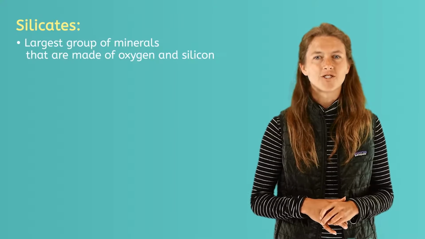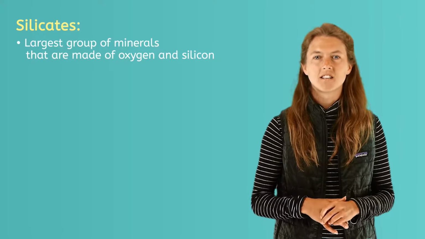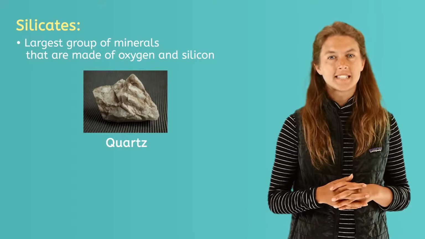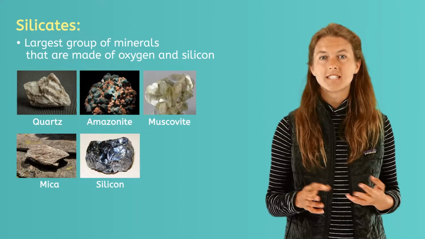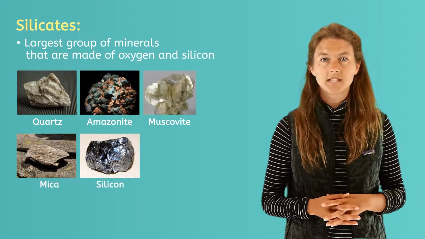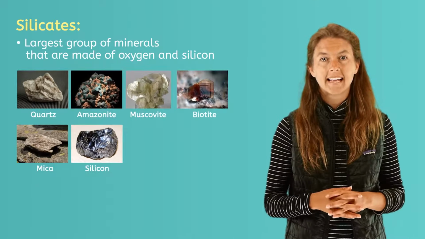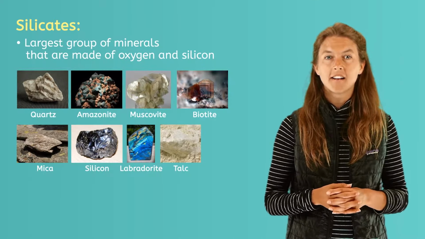And finally, silicates, which is the largest group of minerals, are made of oxygen and silicon. Quartz is the most common in this category, but so is amazonite, muscovite, mica, and of course, silicon. Other minerals in this category are biotite, labradorite, talc, and olivine.